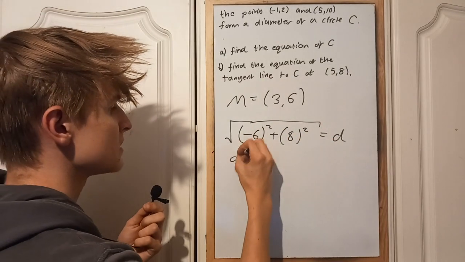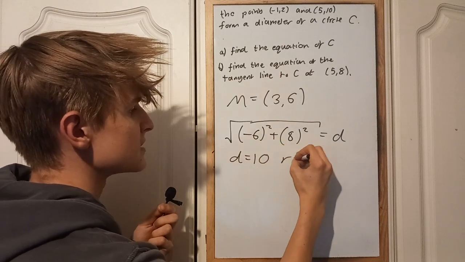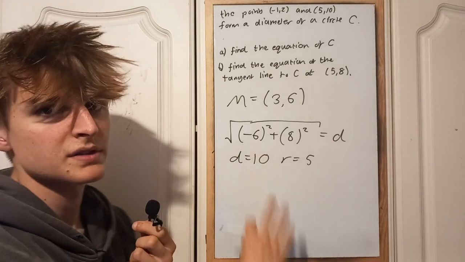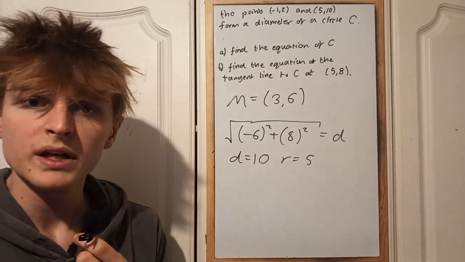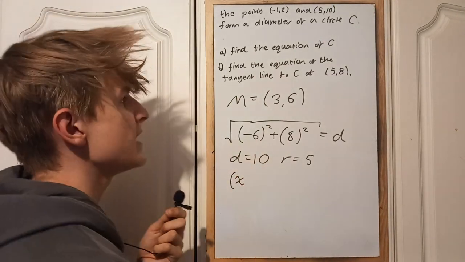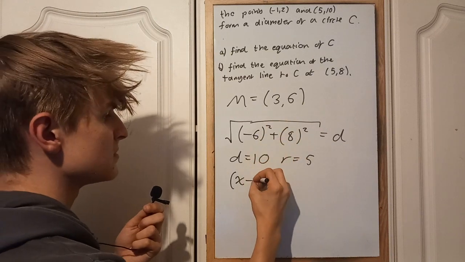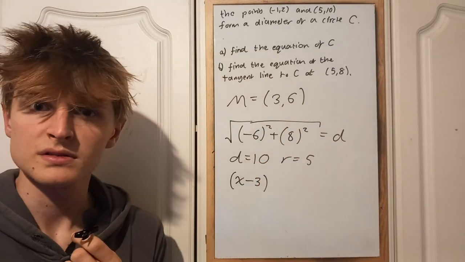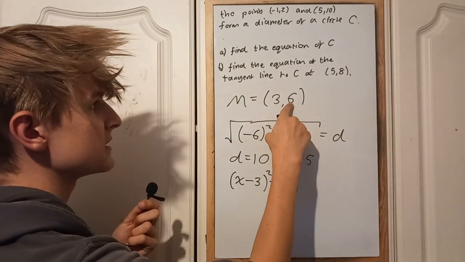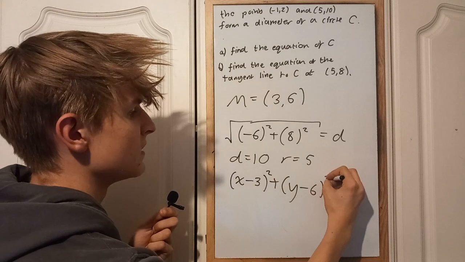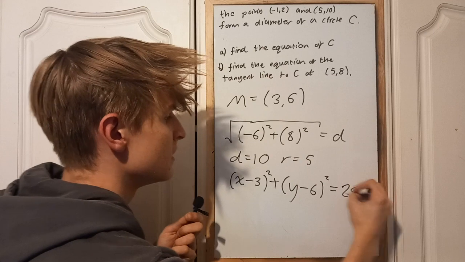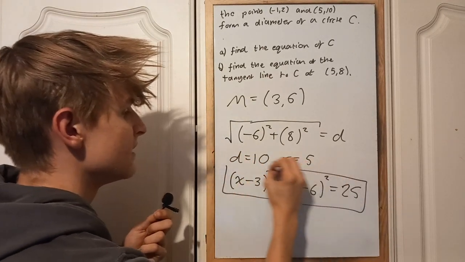So the diameter of the circle is 10, in other words, the radius is 5, because you halve the diameter to get the radius, which means we've got all we need to find the equation of the circle. Let's be careful about this: (x minus 3) squared, we take the negative of the x coordinate of the center, then do the same thing with the y coordinate, (y minus 6) squared, and we set that equal to the radius squared, which is 25. Boom, there is part A completed.